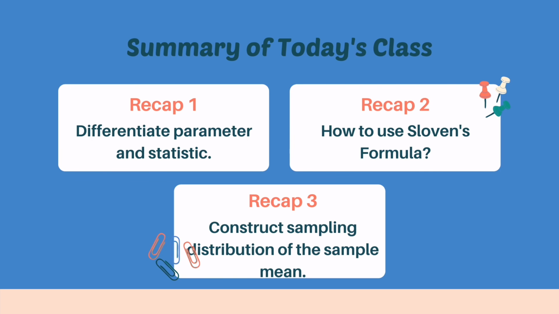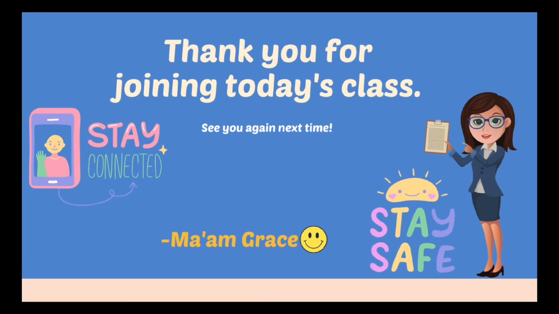I know that you are ready to sum up our lesson for today. We have number 1, differentiate parameter and statistic. Second, how to use the Slovin's formula. And lastly, how to construct a sampling distribution of the sample mean. So that ends our lesson for today.